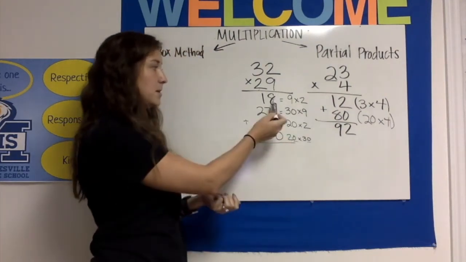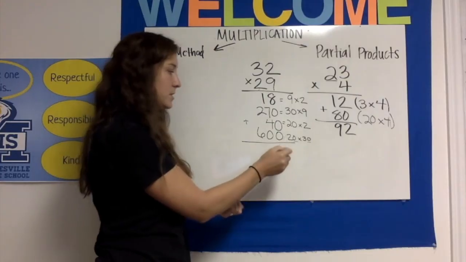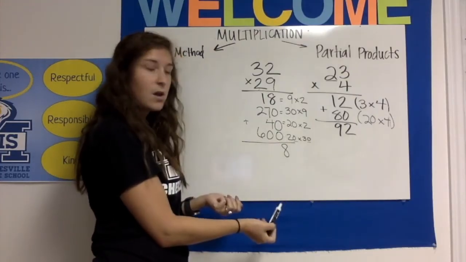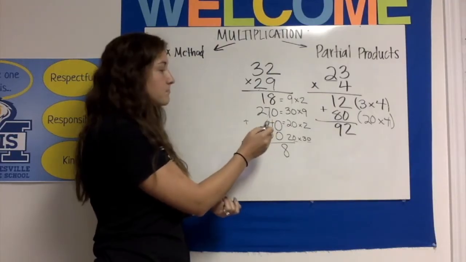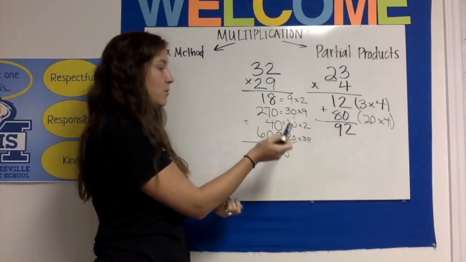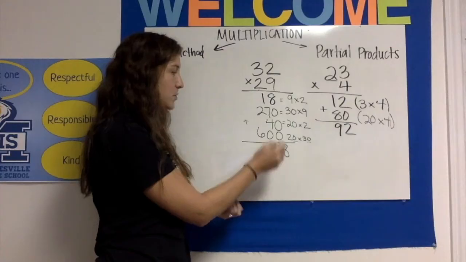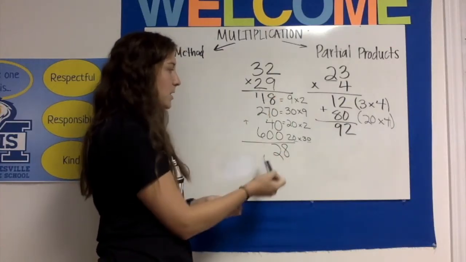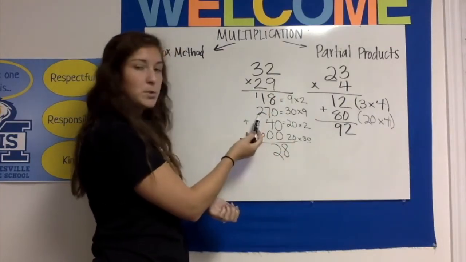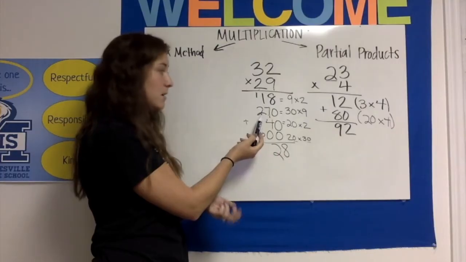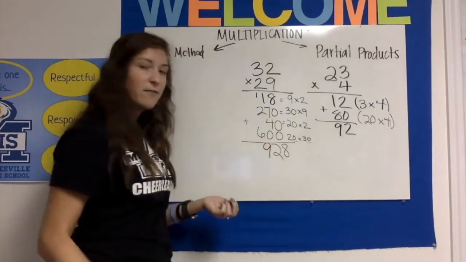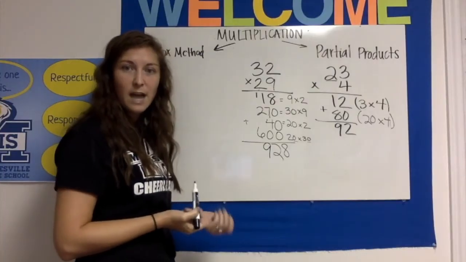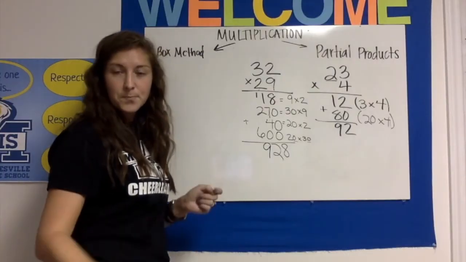We add them up. 8 plus 0 plus 0 plus 0 is 8. We have 1 plus 7, which is 8. 9, 10, 11, 12. 0, so we have 2. Put our 1 up here. I have 1 plus 2, which is 3. 3 plus 6, which is 9. So for my final answer here, I have 928.